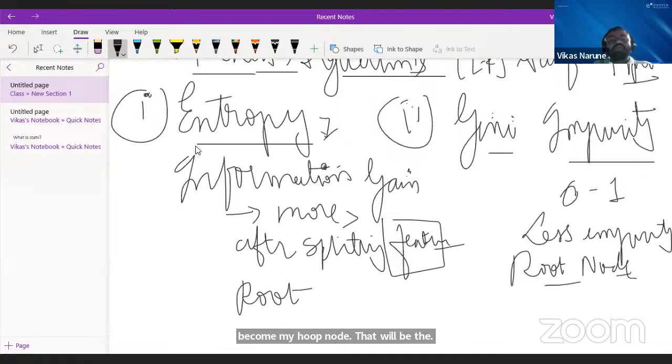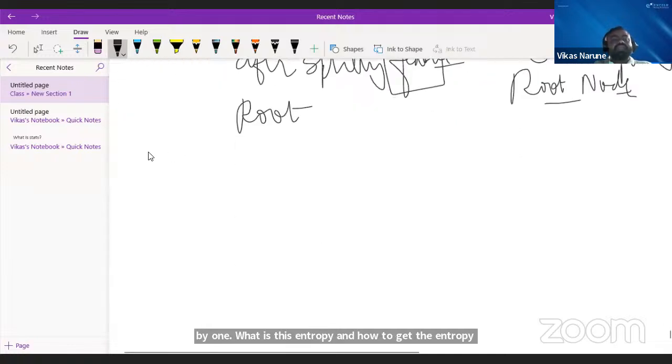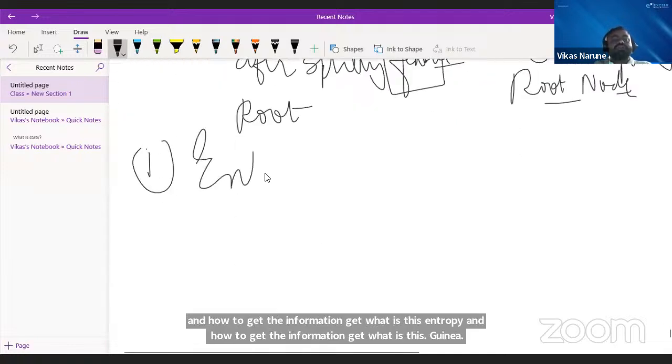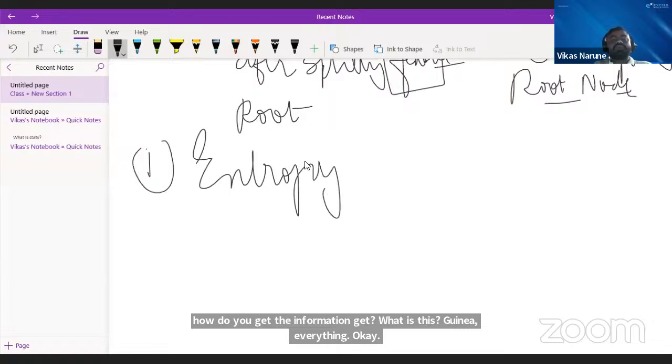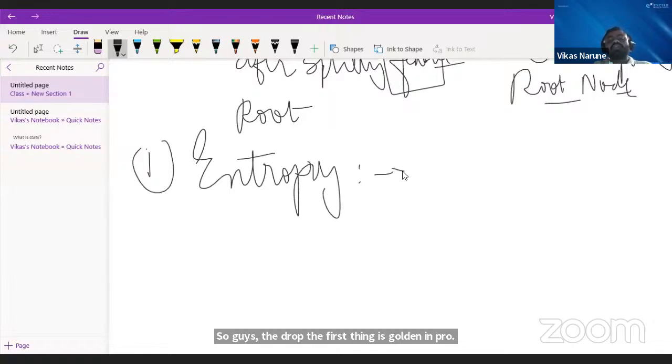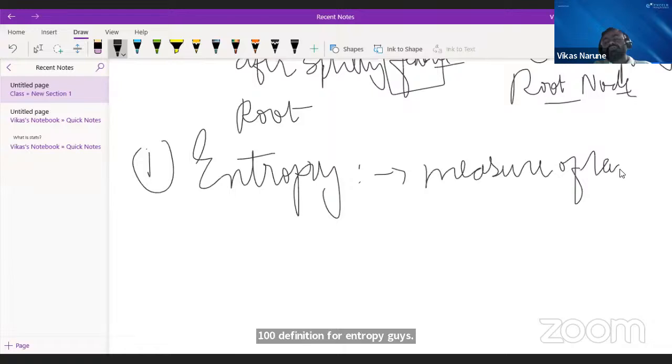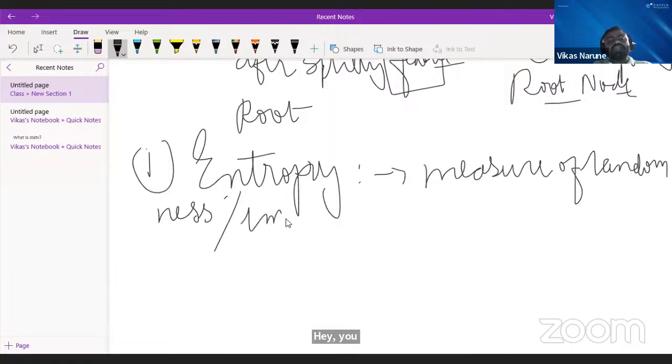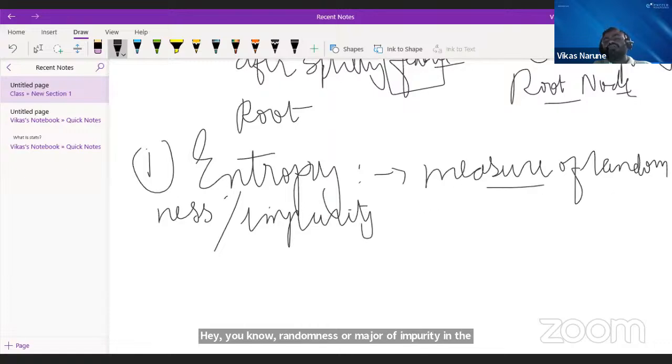So let's understand one by one what entropy is and how to calculate information gain, and what Gini impurity is. First thing is entropy. What do you mean by entropy? Very simple. The well-known definition for entropy, guys: entropy is a measure of randomness, or a measure of impurity in the data.